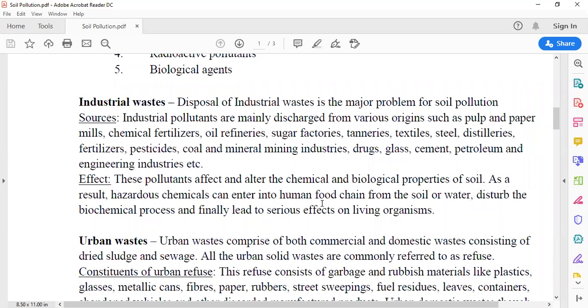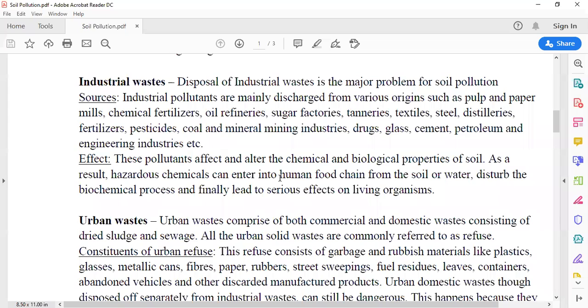Urban sanitation systems, consisting majorly of dried sludge and sewage, are not refused properly. They are causing various sweepings and cause soil pollution. This refuse includes garbage, rubbish materials like plastics, glasses, metallic cans, fibers, papers, fuel residues, and abandoned vehicles, which generate various hazardous gases, that is carbon monoxide, H2S.